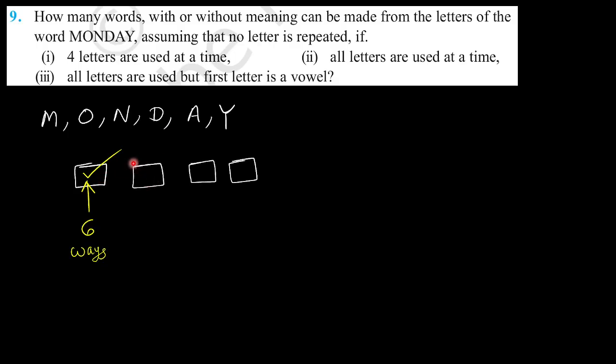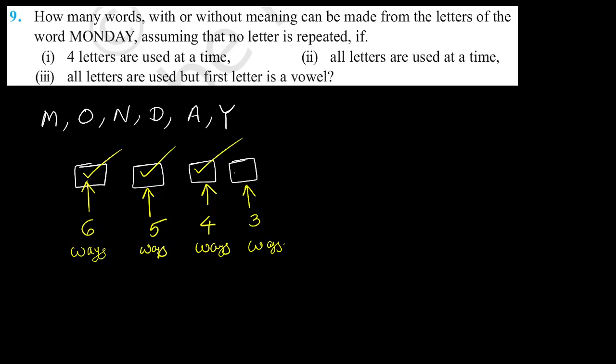Now I am going to the next box. Out of 6 letters, 1 letter is already in use. Now 5 letters are remaining. In 5 ways I can fill it. You can ask me doubts, but let me complete it first. Out of 6 letters, 2 are already in use. 6 minus 2, 4 letters are available. Filled. Now out of 6 letters, 3 letters are already used. 3 letters are remaining.